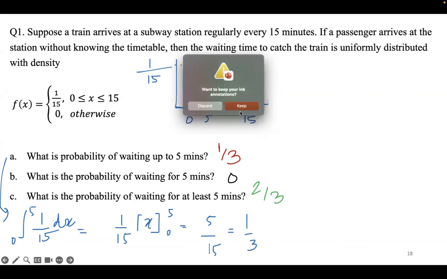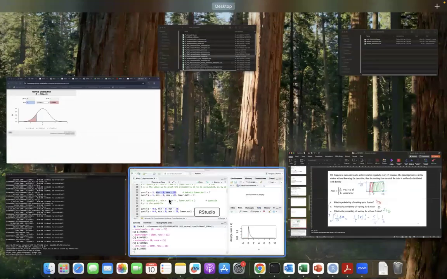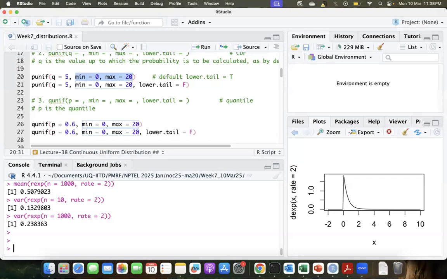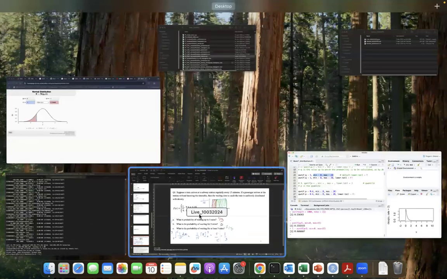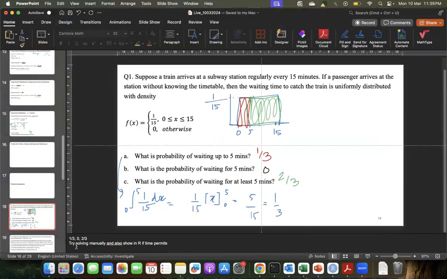And just for the sake of this question, I will also show it in R, just so that we know we are doing it right. The function is punif. The value of q that we're looking at is 5. Minimum is 0, max is 15, and lower tail is true by default. So you already get 0.333. And obviously we can do 1 minus this for the third question. So that's 0.67. Okay, so we are working it.